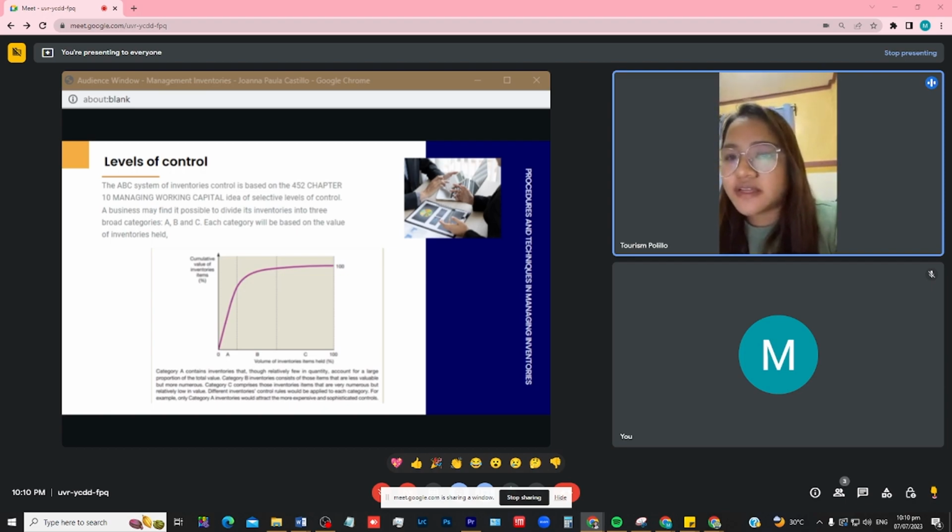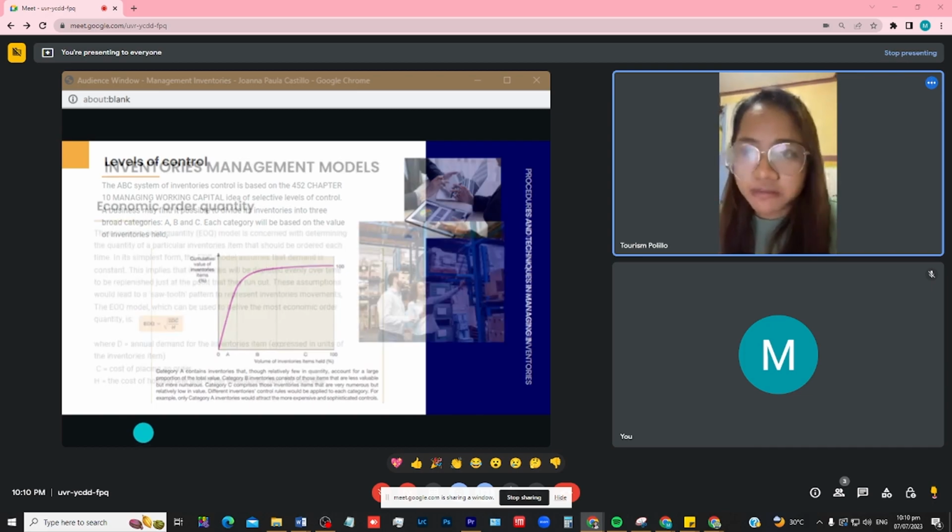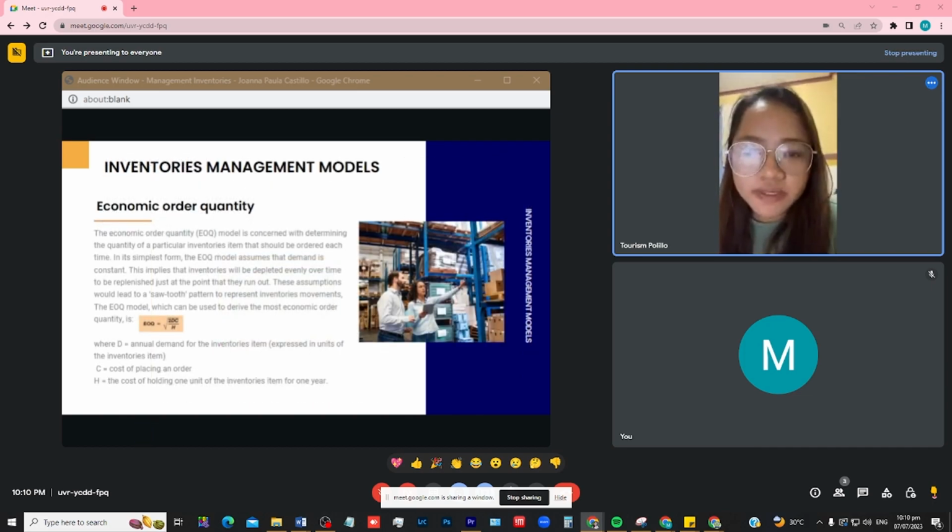And yes, I was right, that was the last one, the levels of control. Now we will move on to the inventories management models. Next slide na po tayo.